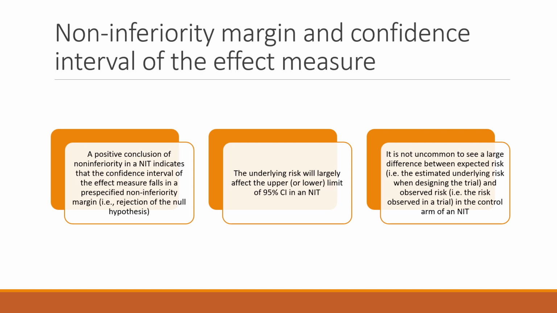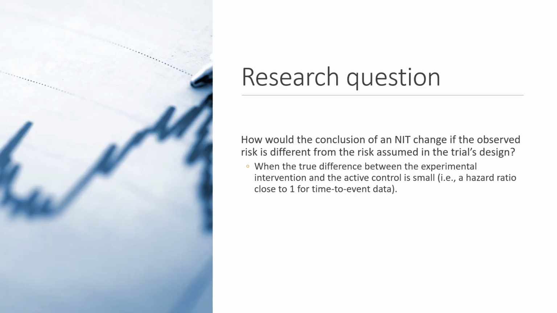The upper or lower limit of the 95% confidence interval of the estimated treatment difference will determine the conclusion of the non-inferiority trial. The underlying risk will largely affect the upper or lower limit of 95% confidence interval in a non-inferiority trial. Then, an interesting question arises. When the true difference between the experimental intervention and the active control is small, how would the conclusion of a non-inferiority trial change if the observed risk is different from the risk assumed in the trial's design?